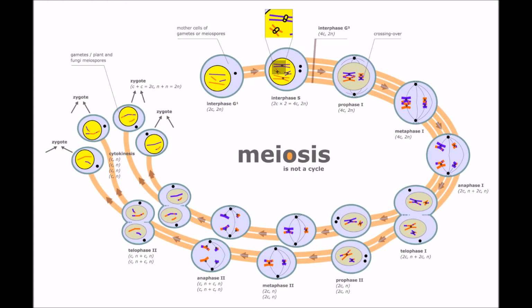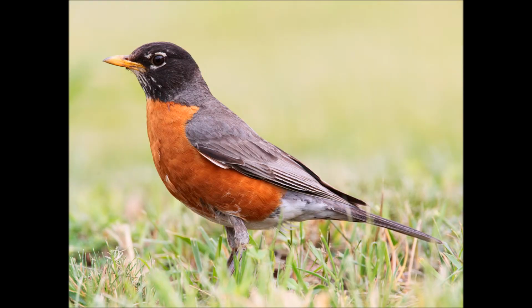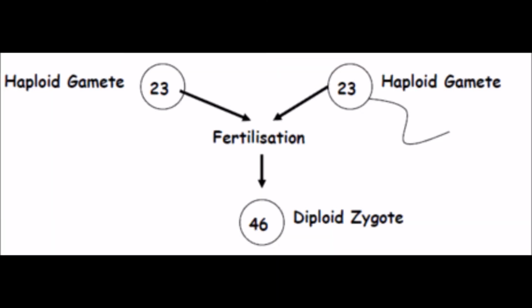Meiosis makes eggs and sperm. It's the same in the robin as it is in the worm. Makes haploid gametes, recombination. Meiosis creates variation.